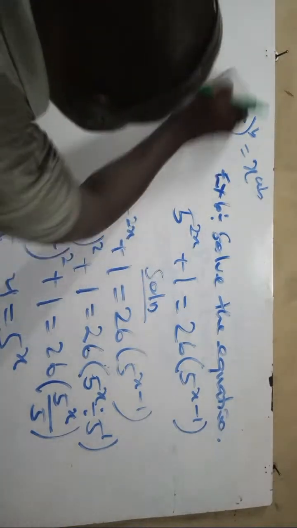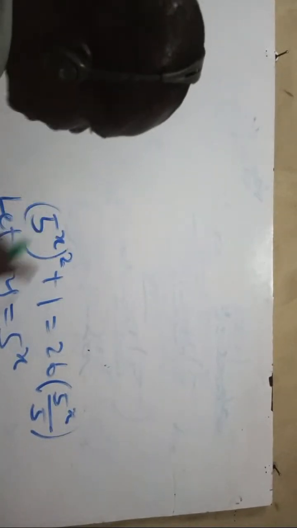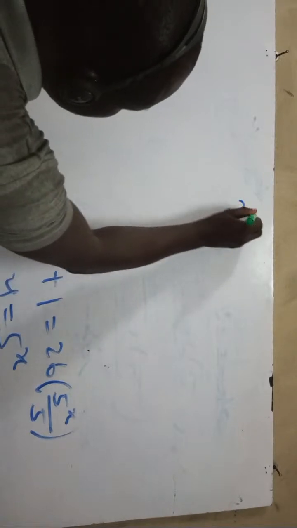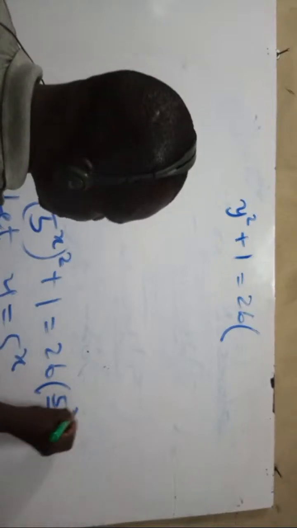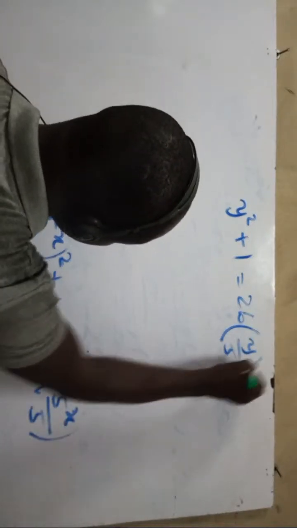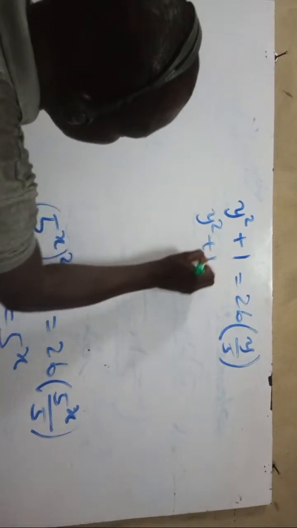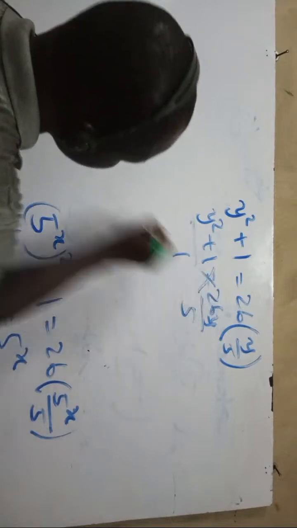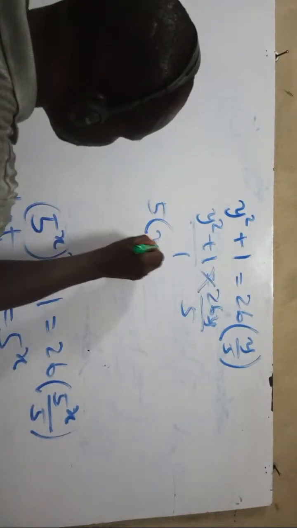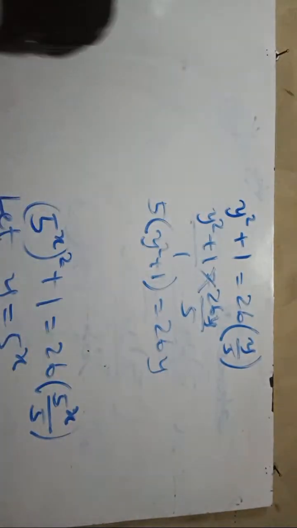If you use that let statement, what is the implication here? Wherever I have 5 raised to x, I'll change it to y. So I'm going to have y squared plus 1 is equal to 26 into brackets, the numerator changed to y all over 5. Then I get y squared plus 1 is equal to 26y all over 5. From there, I can cross multiply to get 5 multiplying y squared plus 1 is equal to 26y. So that's what we are going to get.